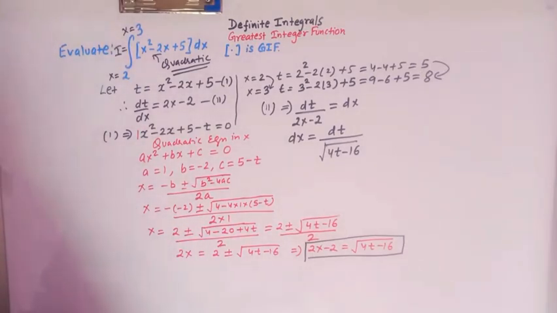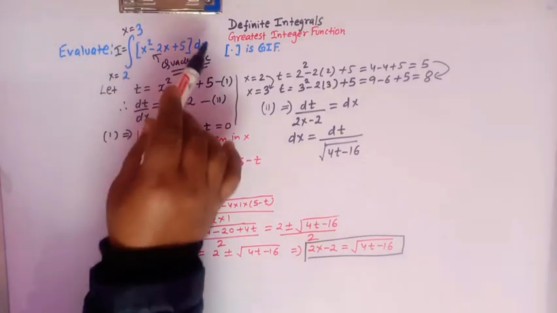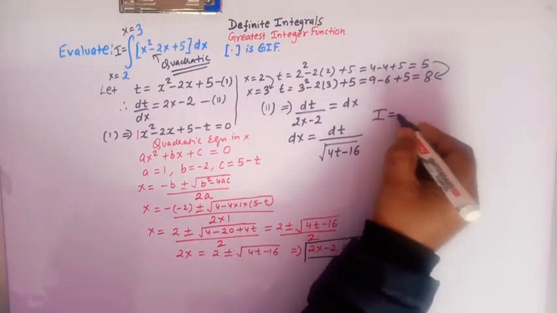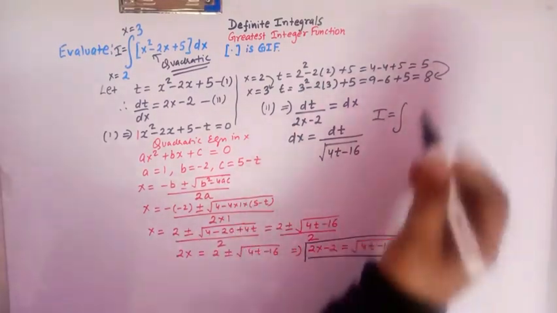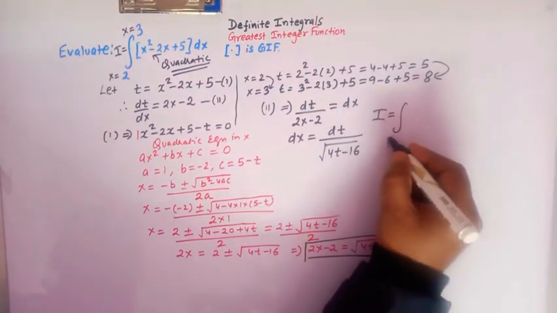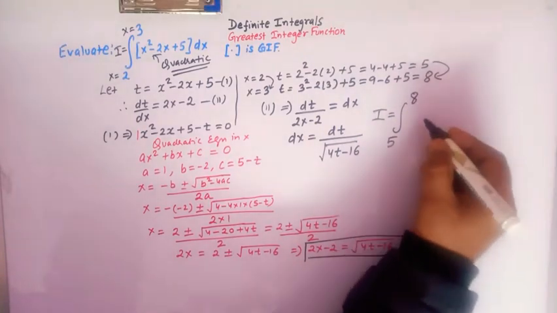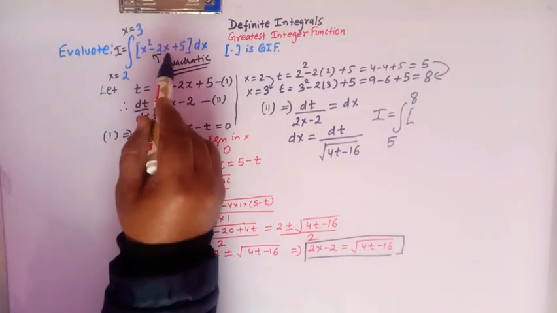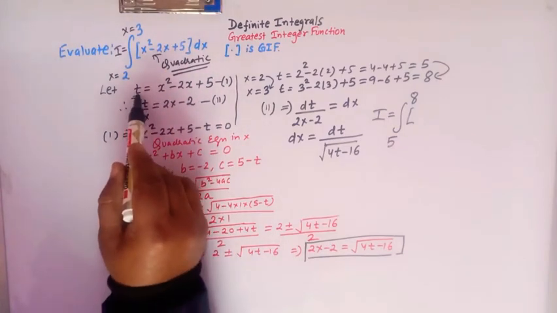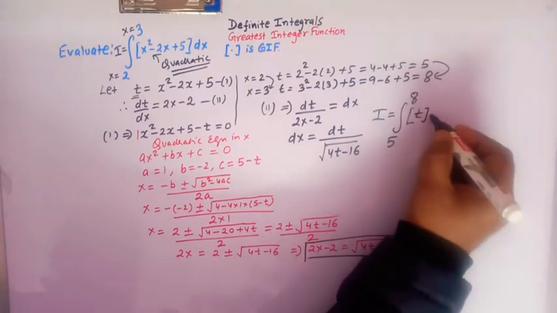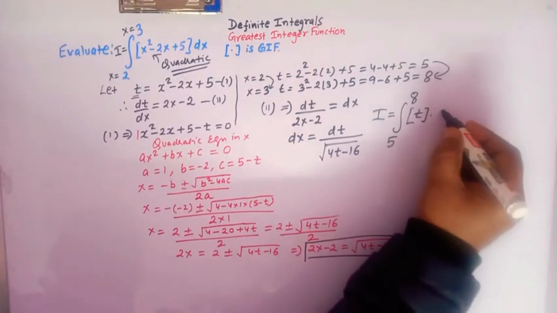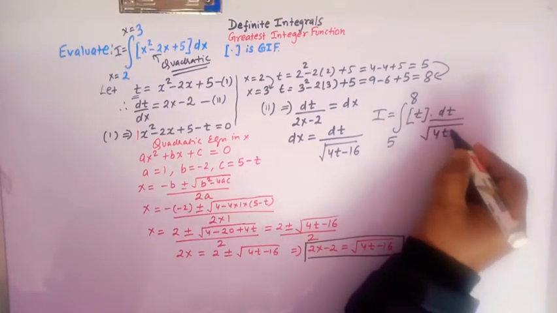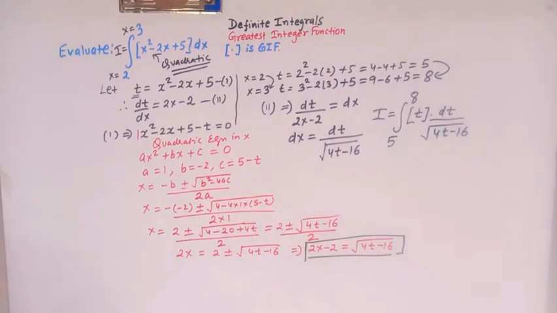So now this integral can be written as I is equal to the integral from t is equal to 5 to 8, and for the greatest integer of x square minus 2x plus 5 we have greatest integer of t, and for dx we have dt over square root of 4t minus 16.